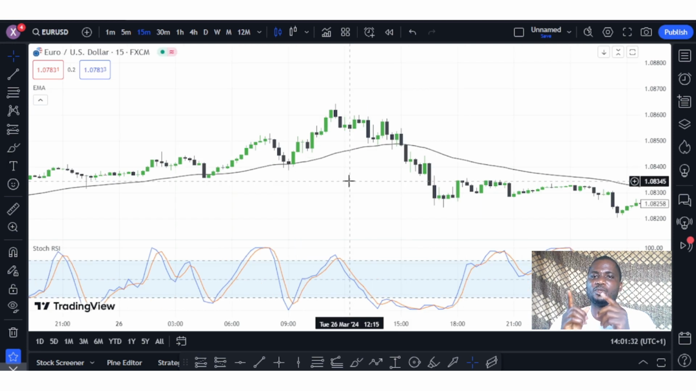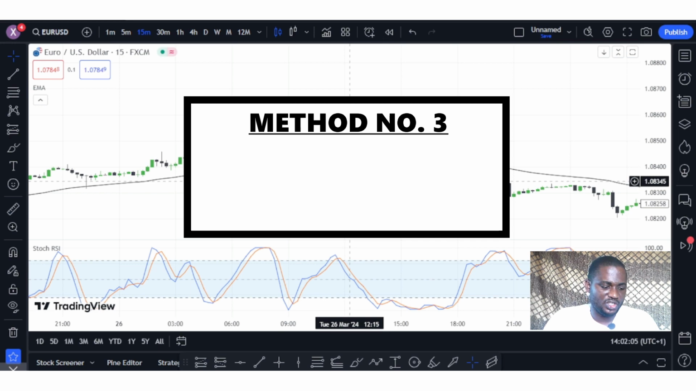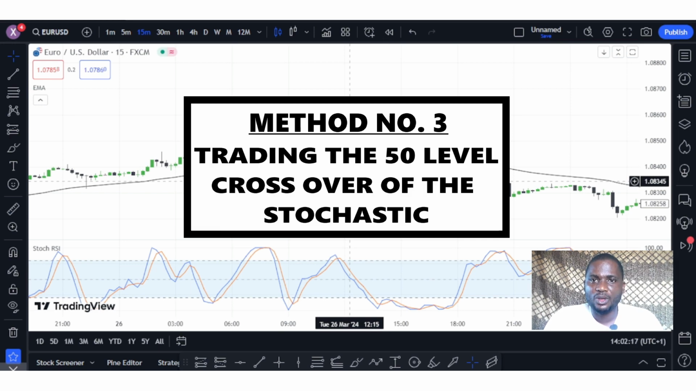If you have stayed to this level, I congratulate you. Let's look at the third method, which is trading the indicator with the 50 level crossover of the stochastic.